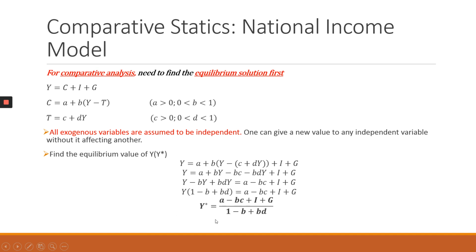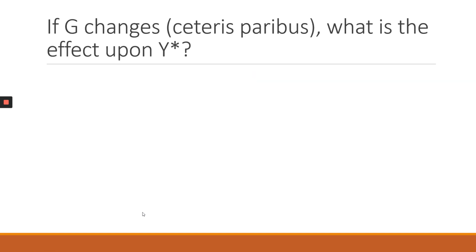Once we have established the equilibrium solution, we can now do comparative analysis on it. We are basically asking ourselves, what's the effect on your equilibrium solution Y star of changing either A, B, C, I, or G, right? So if we are looking at the effect of changing G, changing government expenditure, you are basically assuming that all the other independent variables, your exogenous variables, are being held constant. So there's that ceteris paribus assumption that you are already working with, right?